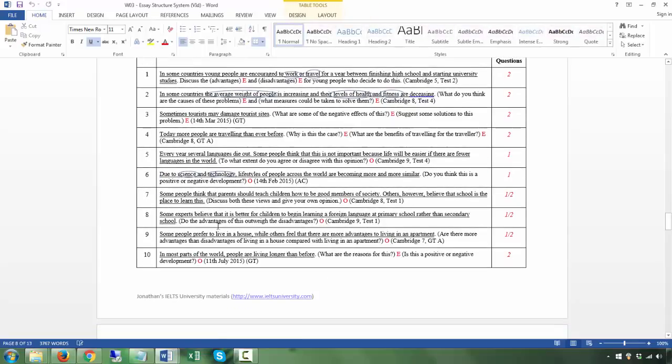Okay. Some people think, number 7, some people think that parents should teach children how to be good members of society. Others, however, believe that school is the place to learn this. This is the whole topic. And then the question is, discuss both these views and give your own opinion. All right. This is the question. And this is, of course, an opinion question.